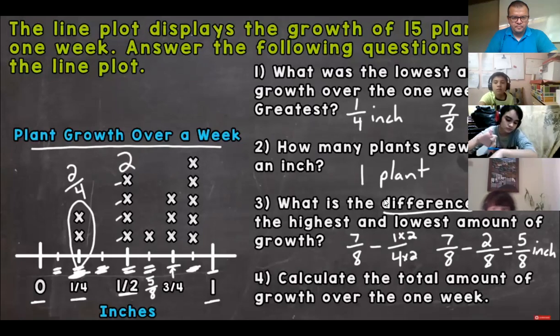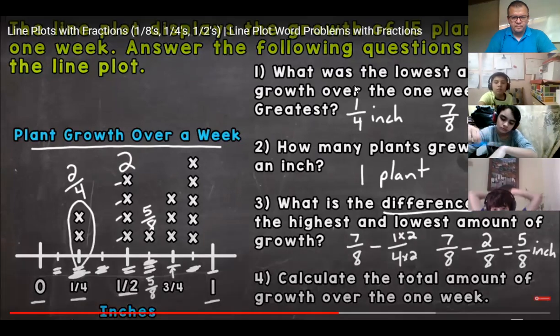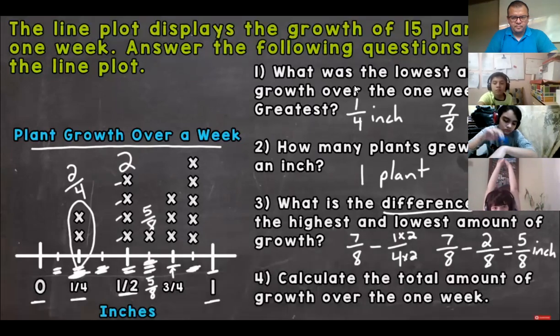Now we have 5/8 of an inch right here. And there's only 1 X there, so that's going to be 5/8. Next, we have 3/4. So 3/4 plus 3/4 plus 3/4. There's 3 X's there. 3/4 plus 3/4 is going to give us 1.5.